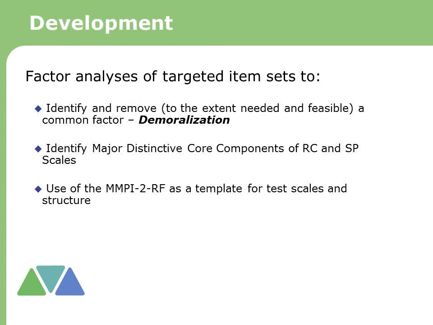Now, I'm going to go quickly because I'm assuming you know this. To develop the MMPI-A-RF we used factor analysis to identify, the first thing we did is try to identify the demoralization factor and then to isolate it and remove it from the basic scales as much as possible. Then we identified the major distinctive cores of the RC scales and the specific problem scales, and in creating the test and the scale structure, we used the MMPI-2-RF as a template.